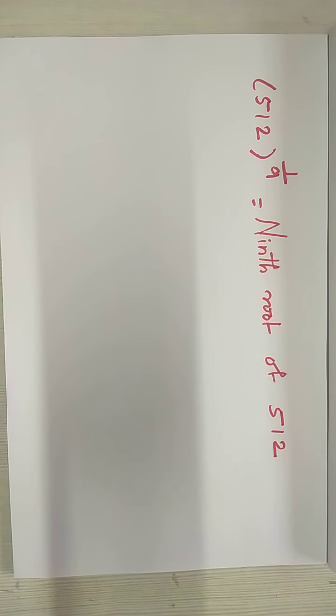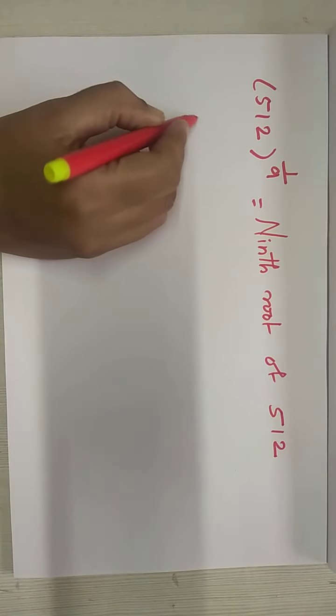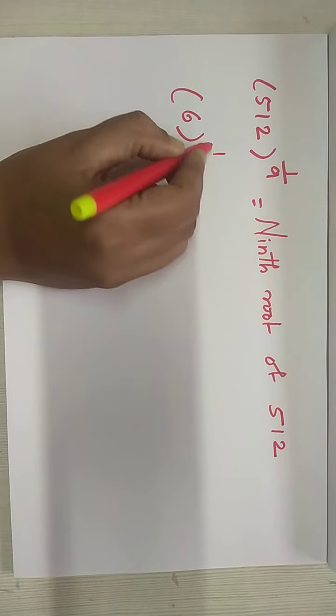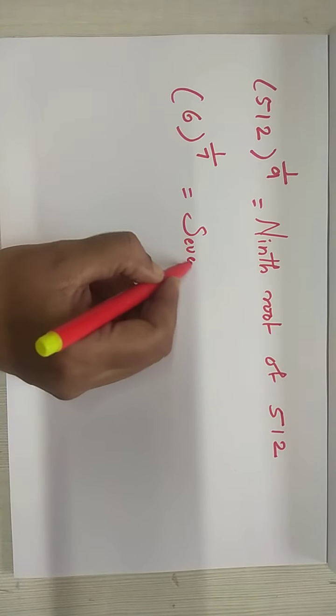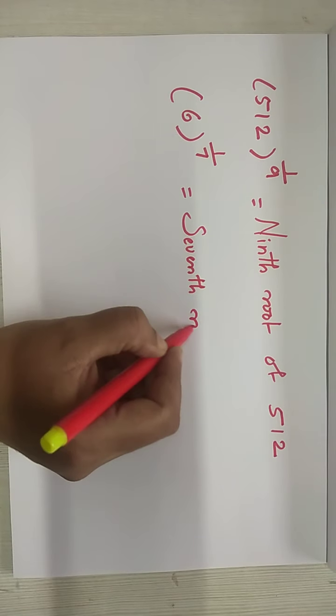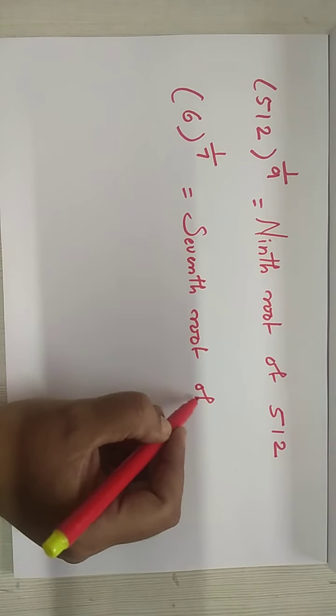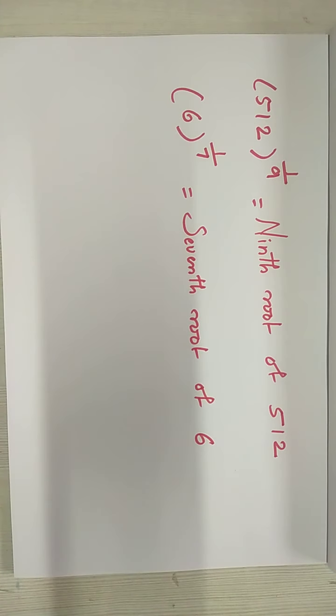Index form is given, you have to write it in words. Let's take one more example. 6 raised to 1 upon 7. This will be written as 7th root of 6. Okay, it will be written as 7th root of 6. Fine. So this is how we'll be writing it in words.